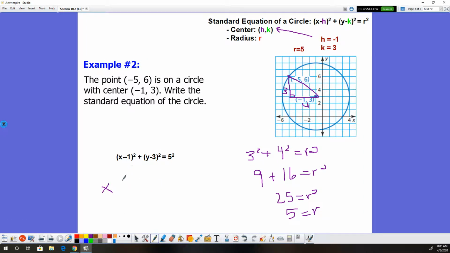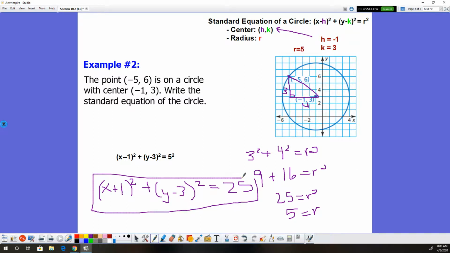Okay, well, if I clean this up, I would just get x minus a -1 is a +1. That's a plus, not a times. Let me fix it real quick. This is a +1 plus y minus 3 squared equals 5 squared, which is 25. This would be my answer.